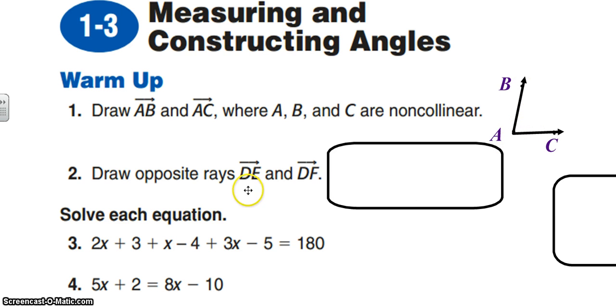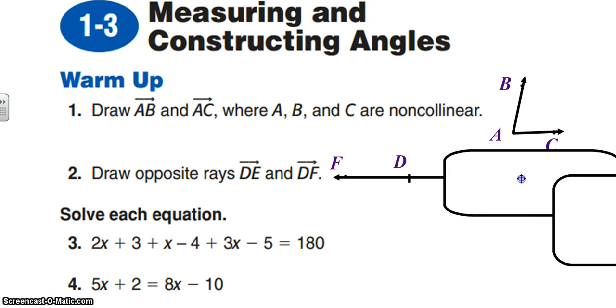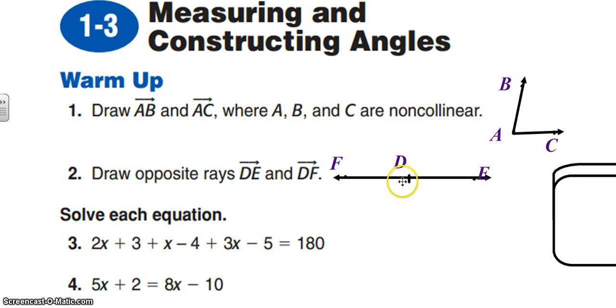Draw opposite rays DE and DF. Once again, we're using the same endpoints. So we have an endpoint D, and we have a ray from D to E. This would be looking more like a point. And then a ray from D to F, and in this case, our rays are opposite, so we do have a line. It ends up we have collinear points, don't we?